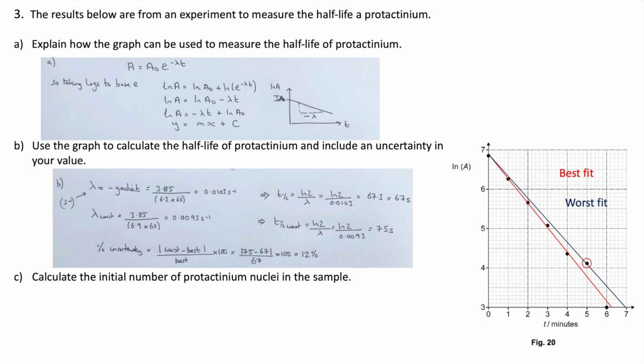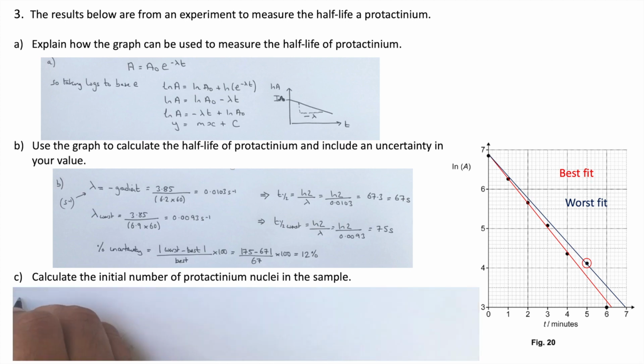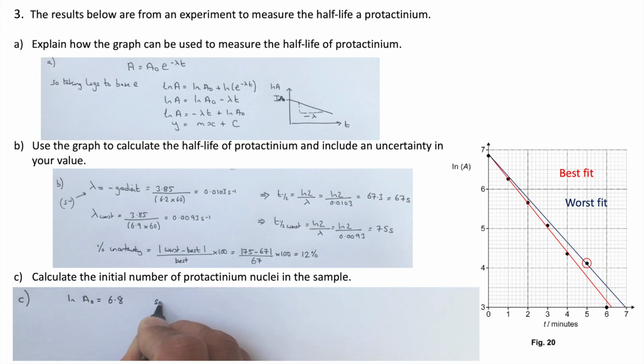So the last part of this question asks us to calculate the initial number of protactinium nuclei in the sample. To do this, we need to use the equation A equals lambda n. So we first need to find A0. Well, we know the intercept of the y-axis, the log of A0, is 6.8. So inversing your log on your calculator, we get A0 is equal to e to the power of 6.8, which is equal to 899 becquerels.